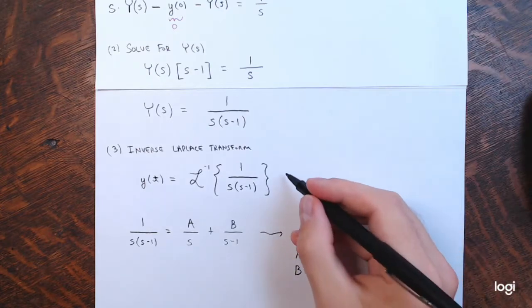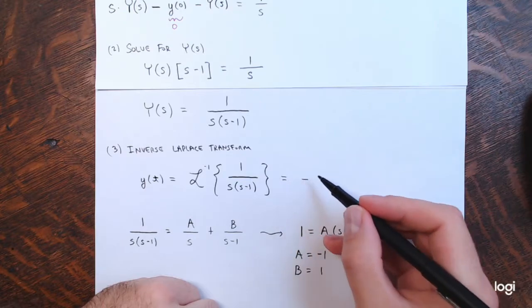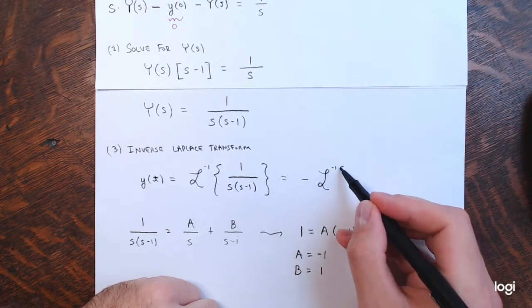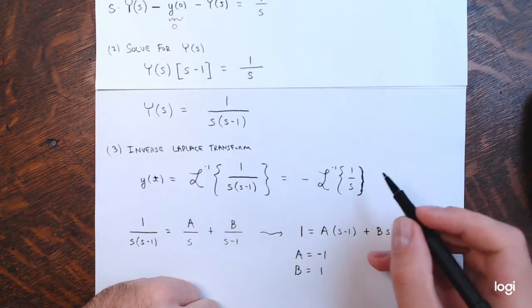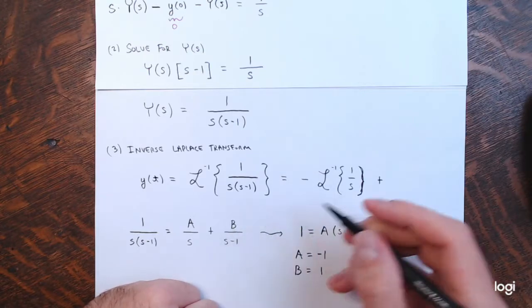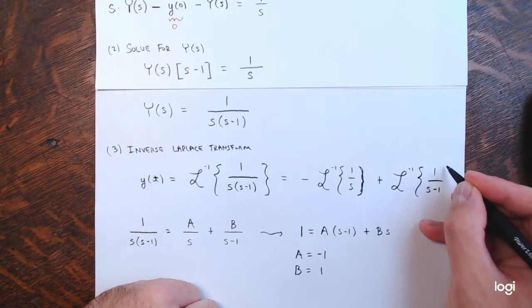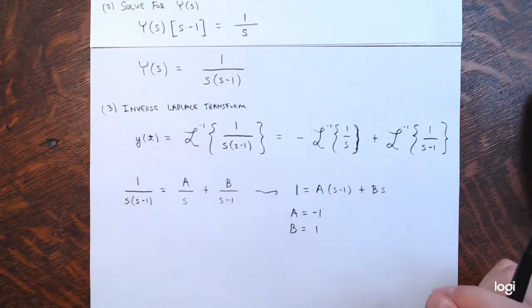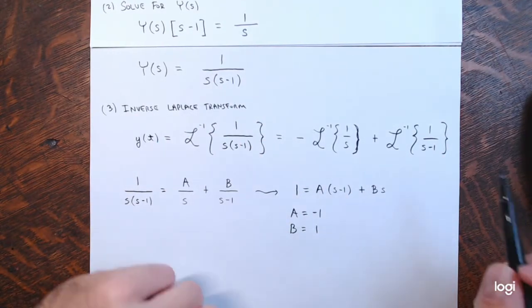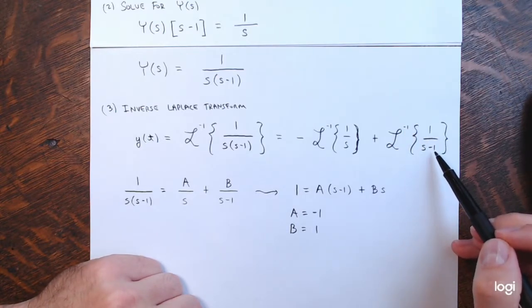And so what I'm doing here, using the linearity property of the inverse Laplace transform, this would be negative 1 times the inverse Laplace transform of 1 over s, and then plus 1 times the inverse Laplace transform of 1 over s minus 1. And again, I'm assuming that you've seen stuff like this by now. Now the inverse Laplace transform of 1 over s minus a was e to the at. So this is just e to the 1t.